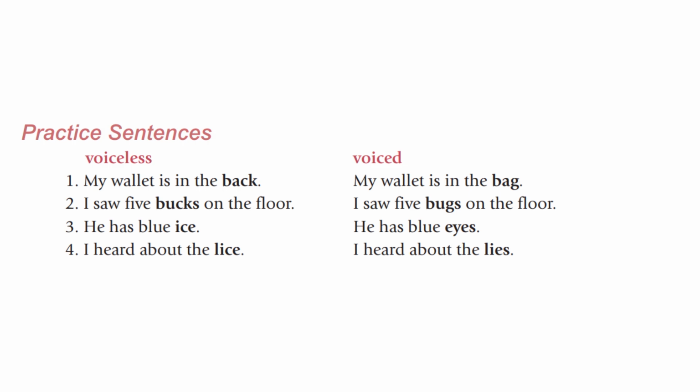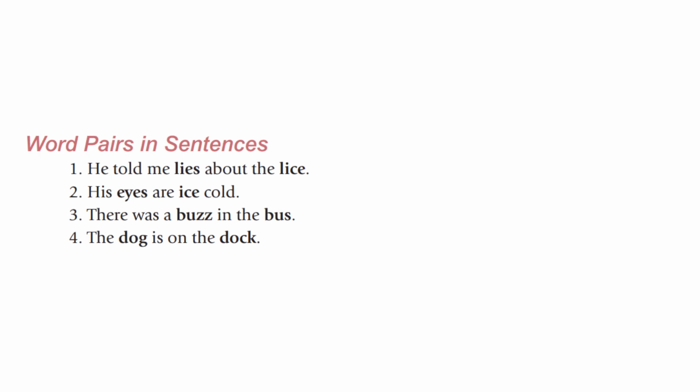He has blue ice. He has blue eyes. I heard about the lice. I heard about the lies. Word pairs in sentences. He told me lies about the lice. His eyes are ice cold. There was a buzz on the bus. The dog is on the dock.